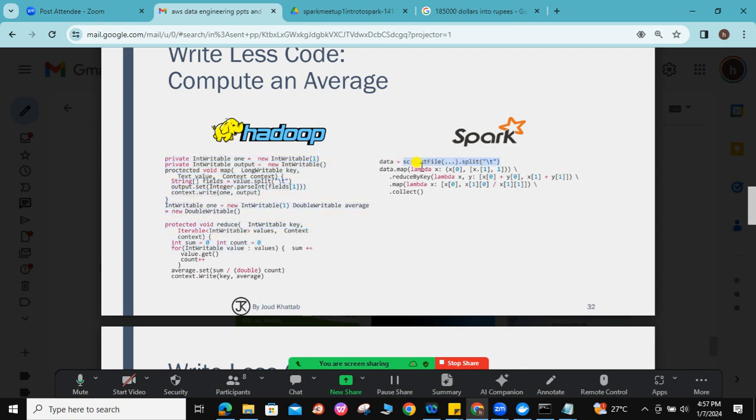Same example, they have lambda. Every record you reduce by key, you add that and you collect. If you want to do it in Hadoop, you would have to write so much, because Hadoop does not support Python and all. Yeah, this is a Java code.